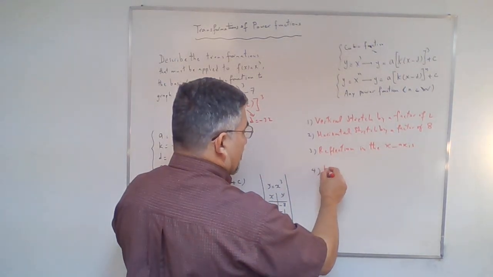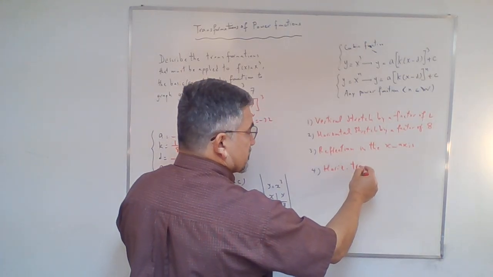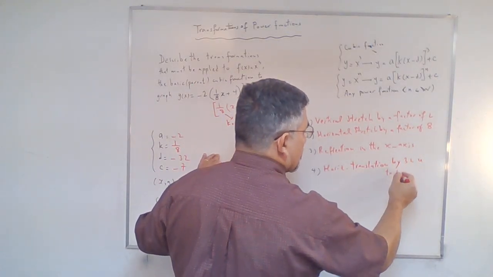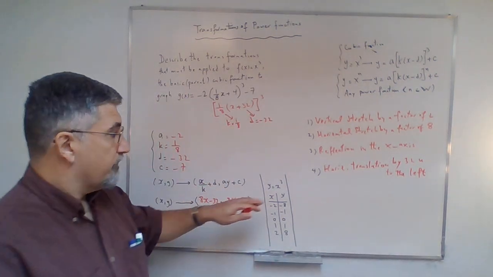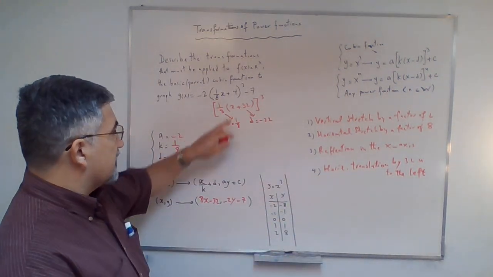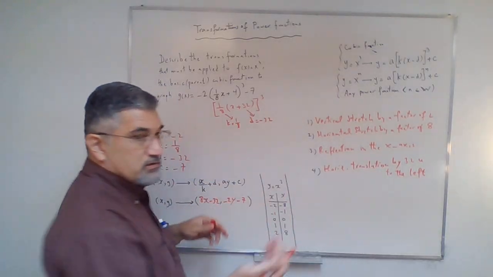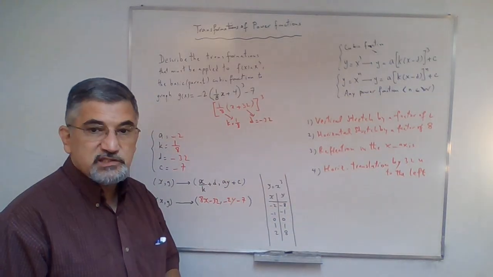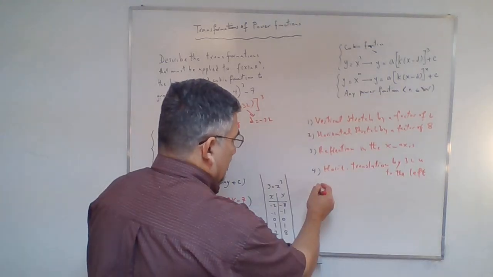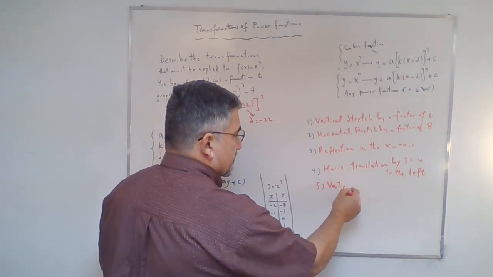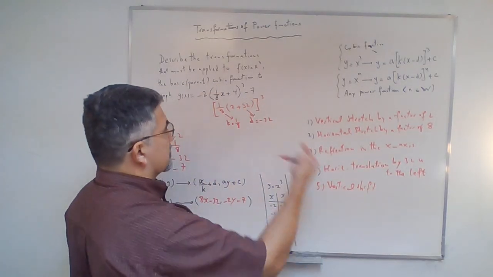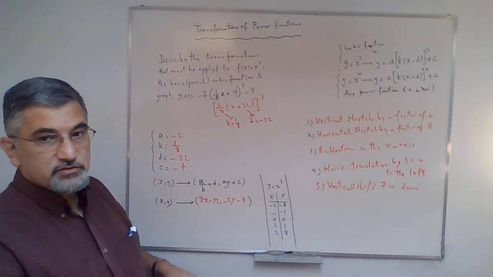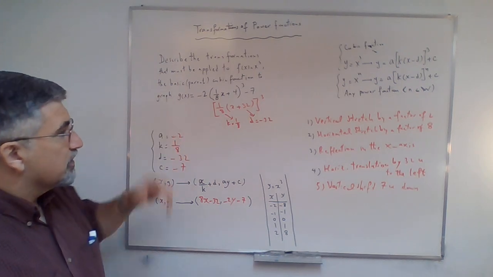And then we're going to have a horizontal translation or shift by 32 units to the left. That's because of the d. That's the effect of d. If d was 0, then you would not have this 32, you would not have that 4, and the graph would not be horizontally translated or shifted to the left by 32 units. And then we have one more, and that's vertical shift or translation, 7 units down. So that's the fifth transformation. So there are 5 transformations involved in this cubic function.